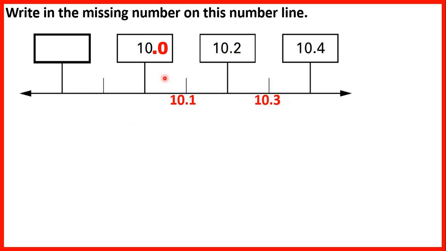So our number line is going up in tenths, and that means this line here will be 1/10 less than 10, or 1/10 less than 10.0. So that will be 9.9. Just as 99 is 1 less than 100, 9.9 is 1/10 less than 10, because 10 is the same as 10.0. So that means if we go back another tenth, we have 9.8 in this box here.